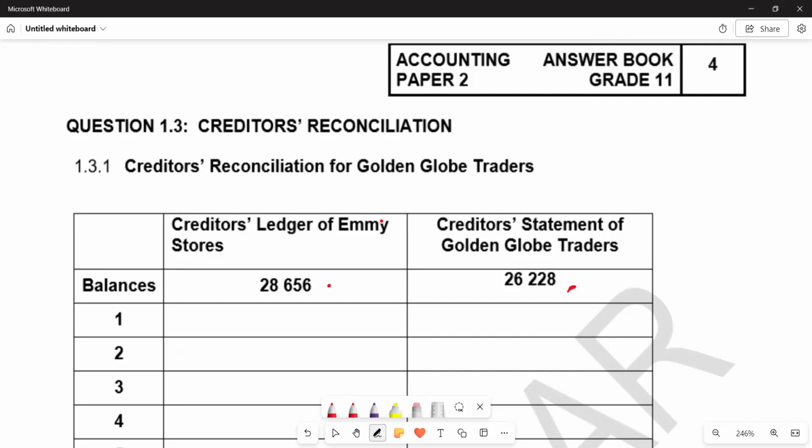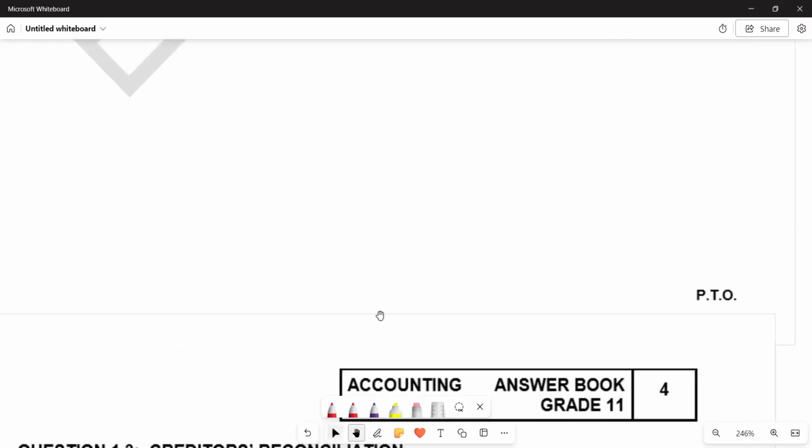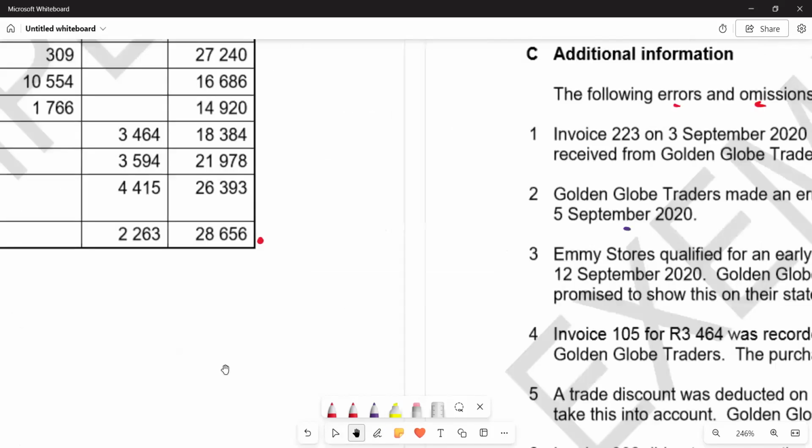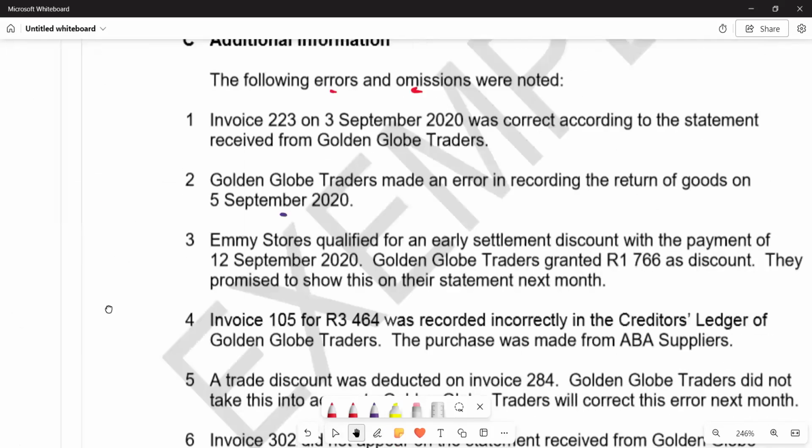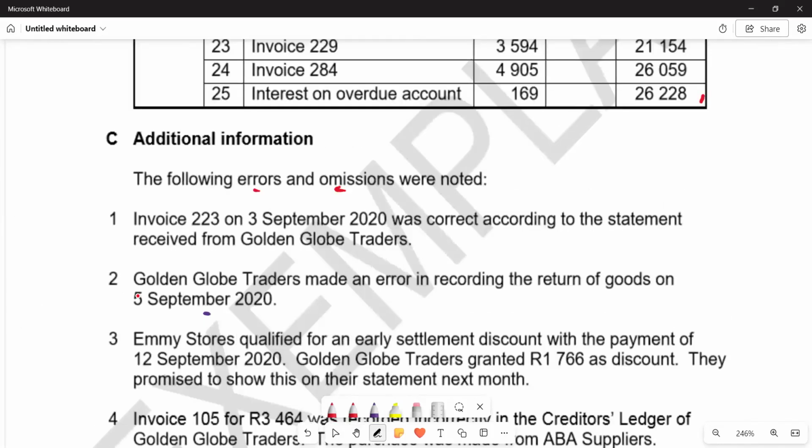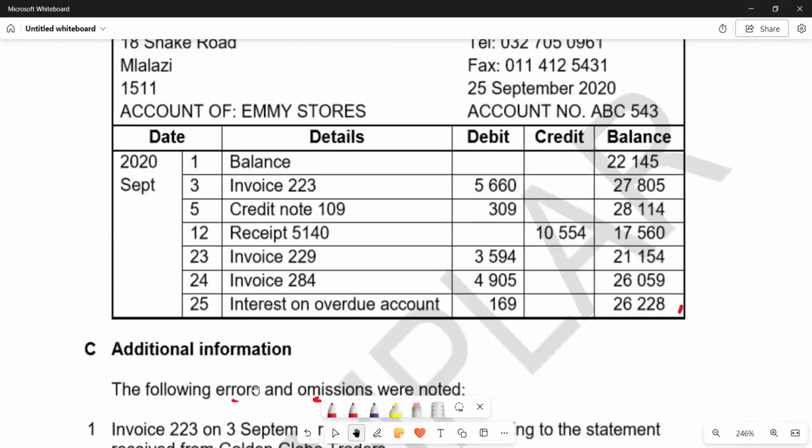So we go to the first error and try to see what we have, so that we can correct it. If you come here, you would see that our first error is information 1, which says invoice 223 on 3 September 2020 was correct according to the statement received from our Golden Globe trader. So we go to invoice 223 on the statement, and it's being said it's correct. This is invoice 223 here, and it costs 5,660, which means it's correct on the statement of account.